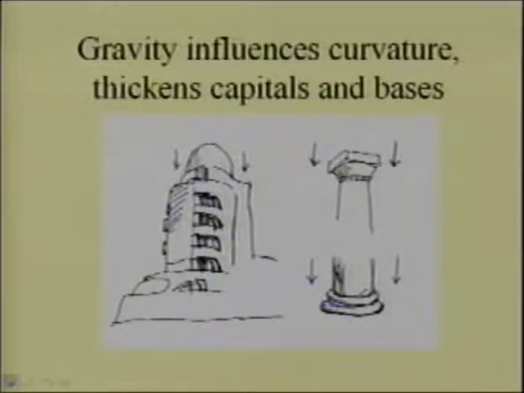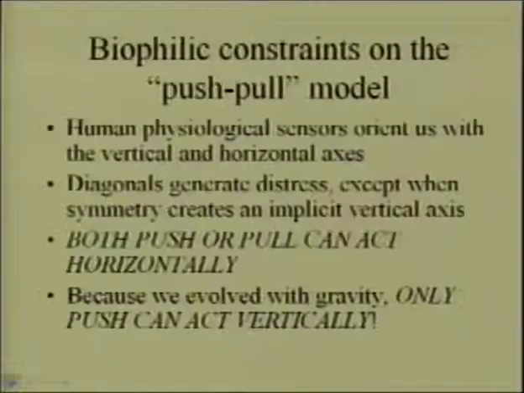Something else very interesting: classical architecture. Why do we have capitals and bases? Well, if you push a plasticine column, you're going to get a widening, a squishing of the top, and you get a capital. And the same thing for the base. You push that column down made out of plasticine, and you're going to get the base. So the classical column is an example of vertical pushing.